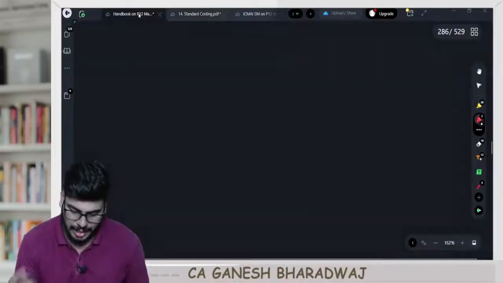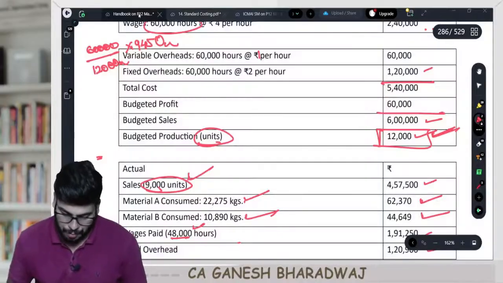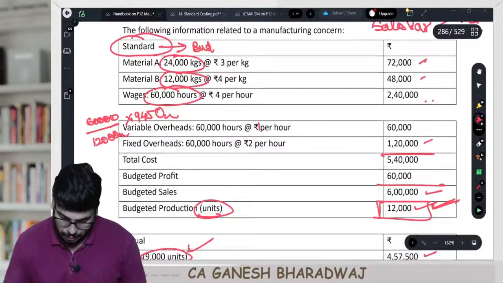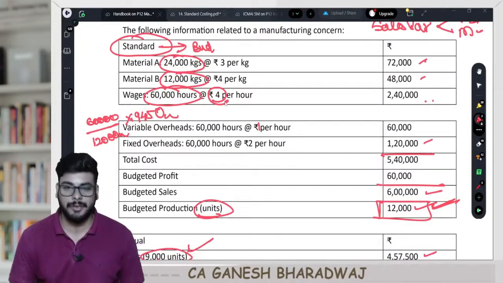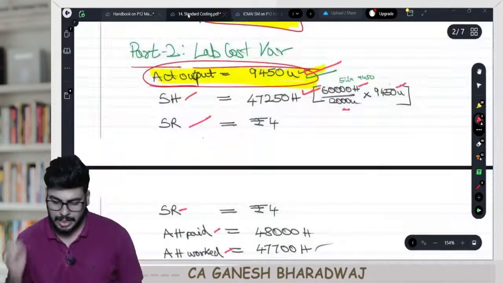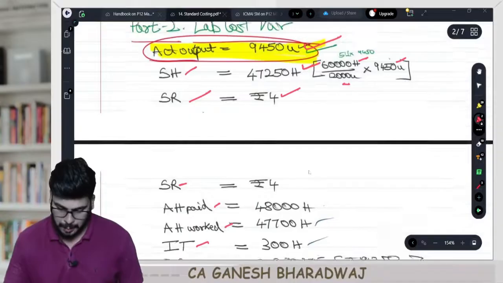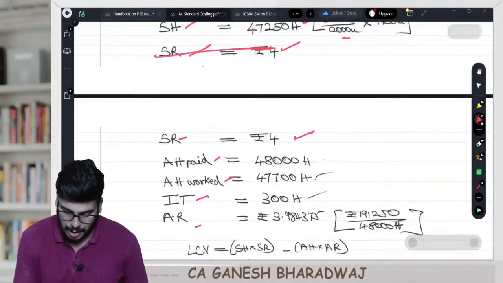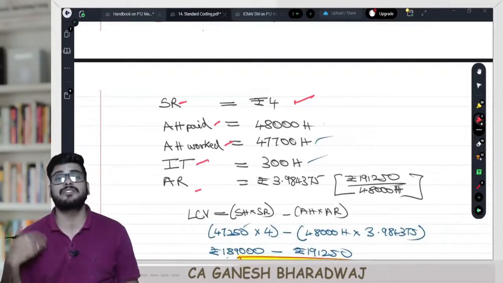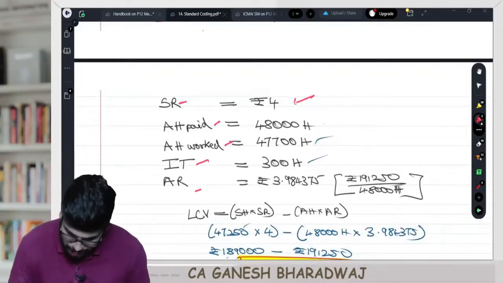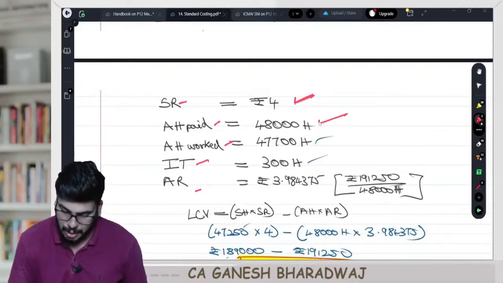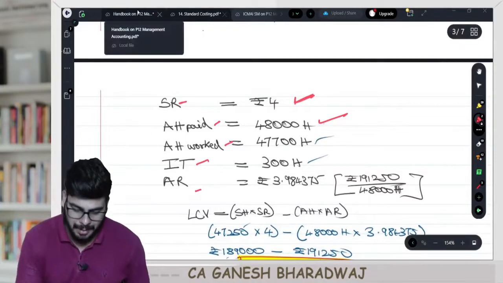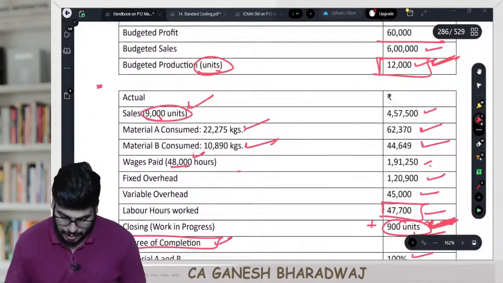And what is the standard rate? Every hour you are allowed to pay how much? Yes, the standard rate is going to be 4 rupees per hour. That is what we have mentioned here. 4 rupees per hour. Clear with this? Now, what is the actual hours paid? It's given in the question. The actual hours paid is 48,000. So I have paid them for 48,000 hours. Look at this, it's given in the question.